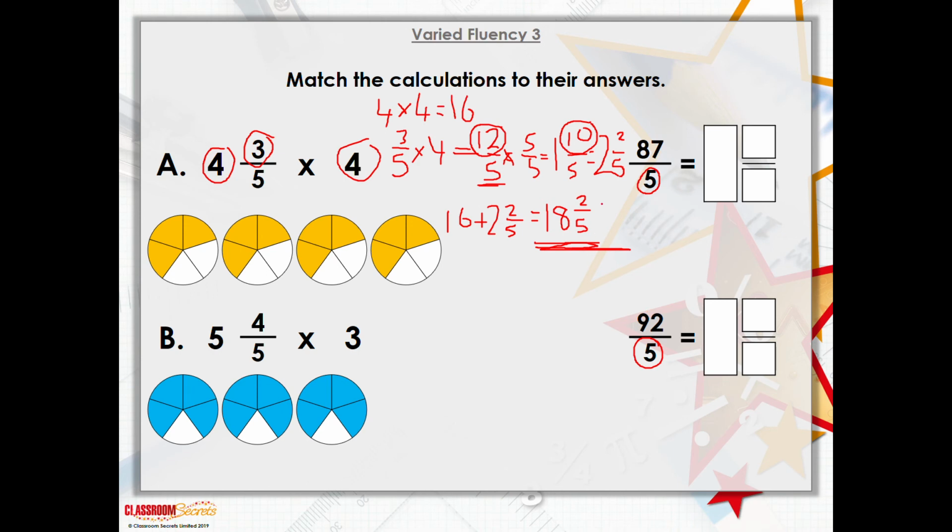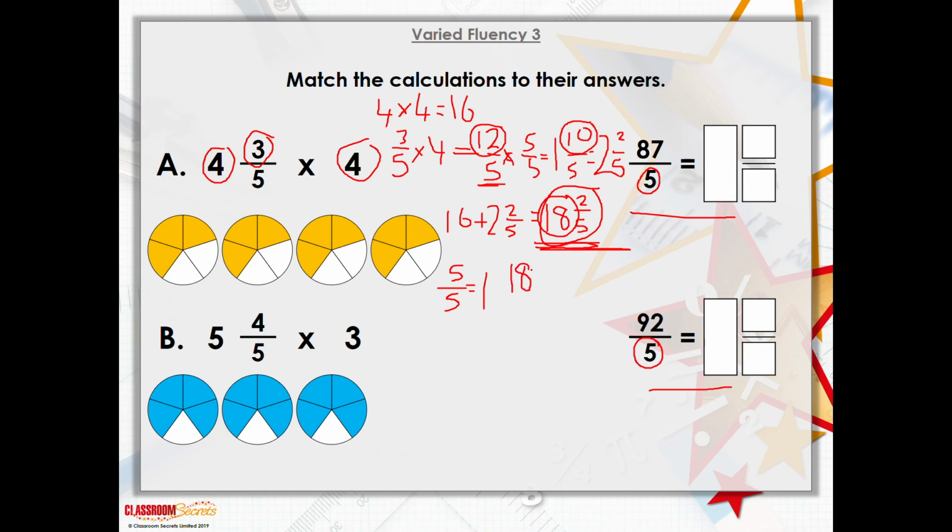So what I need to do is convert my answer into a mixed number, so I know where to place my 18 and 2/5 and in which section it goes, in the top one here or in the top one here. So what I do is I know that each whole number in my fifths is equivalent to 5/5. I need to times that 5/5 by the amount of whole numbers I've got. And the amount of whole numbers I've got is 18.